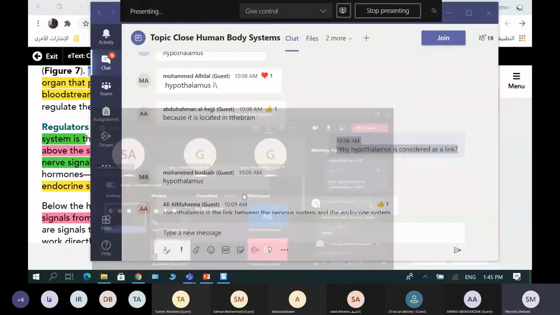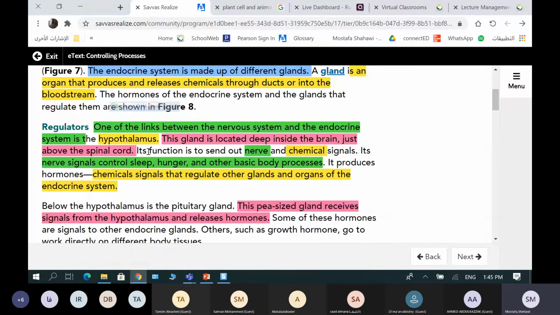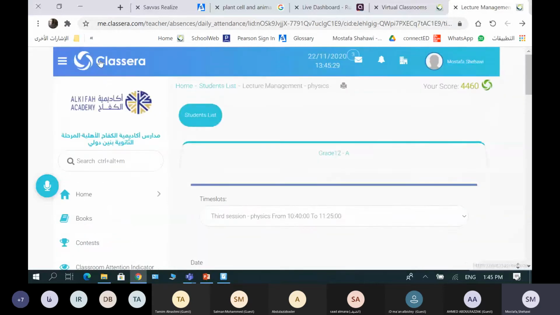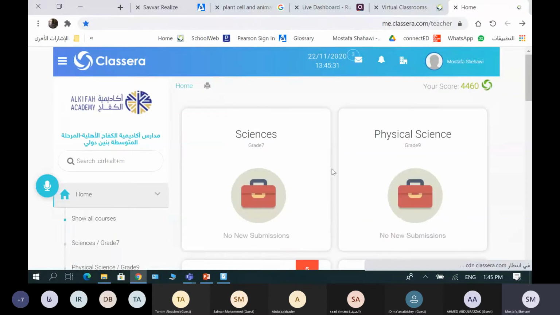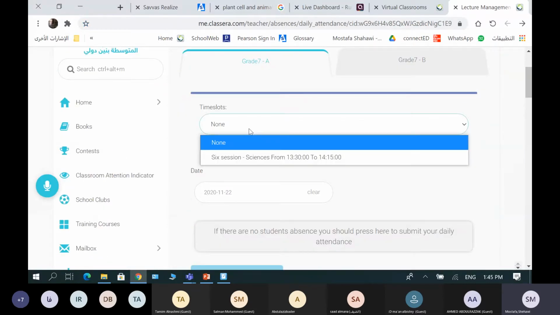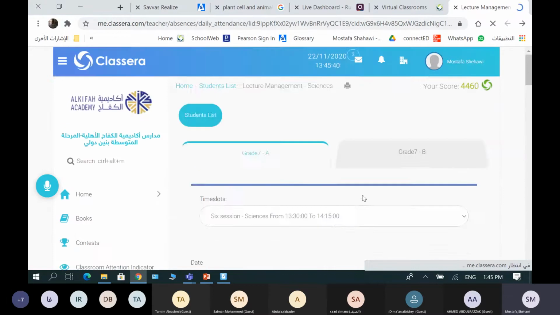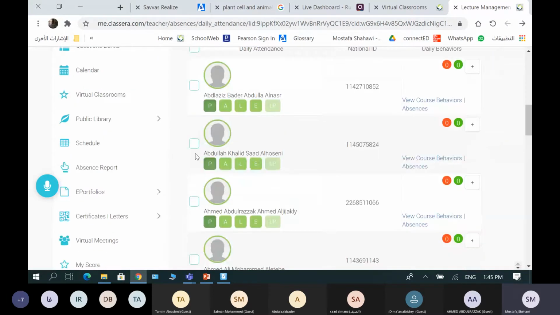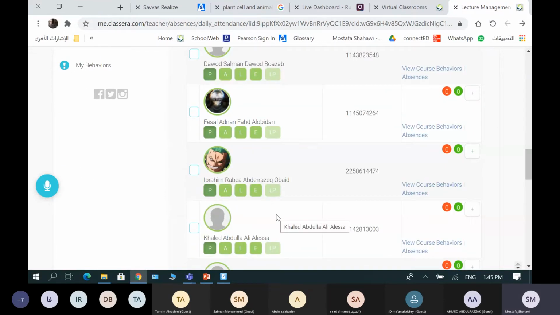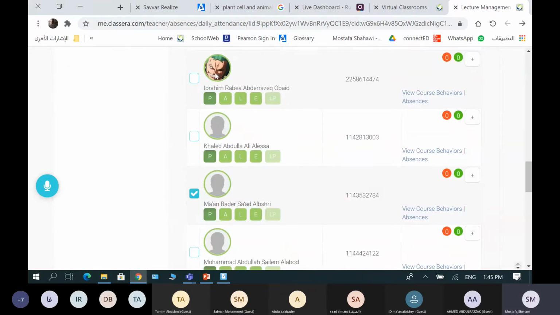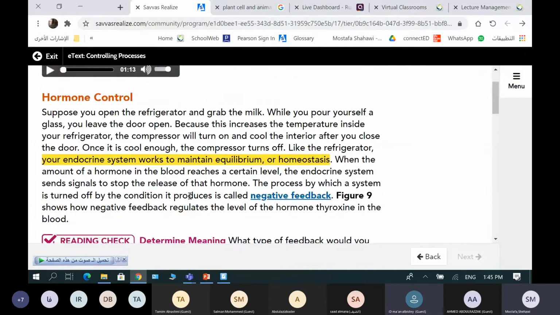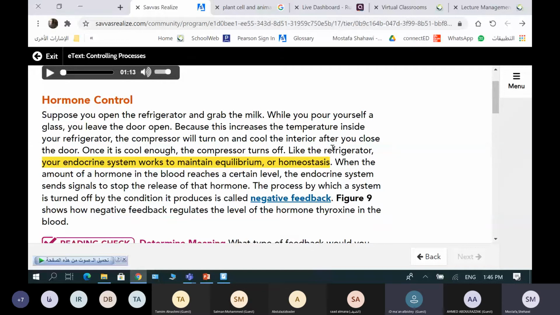Today, inshallah, we are going to talk about the last part, closing the topic, which is negative feedback. Let me pick someone to read this part. Maan, read this part. Yes, hormone control.